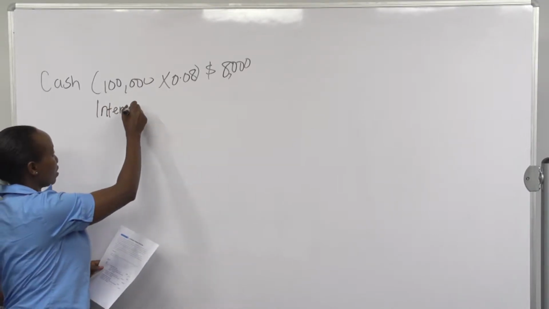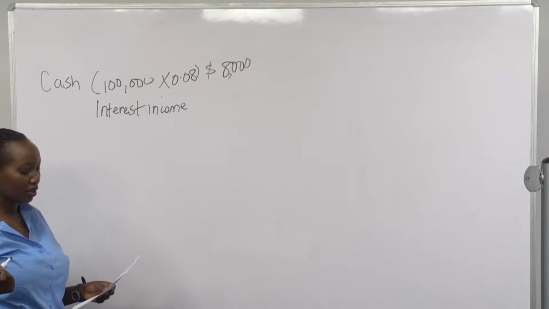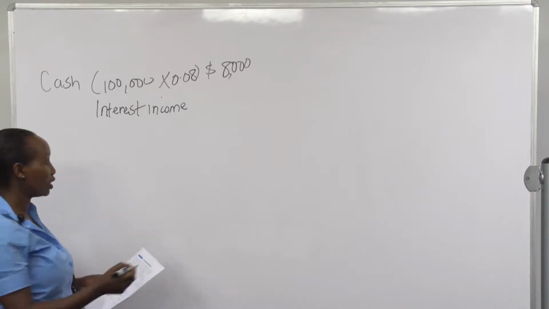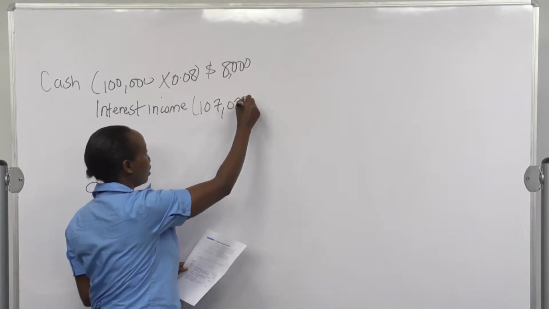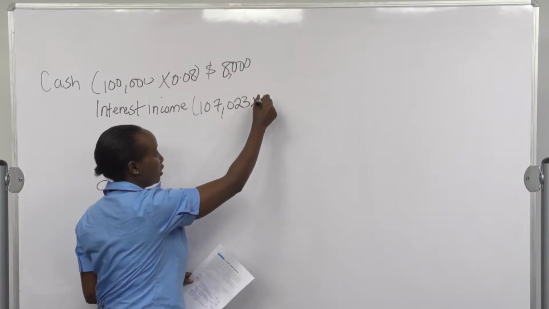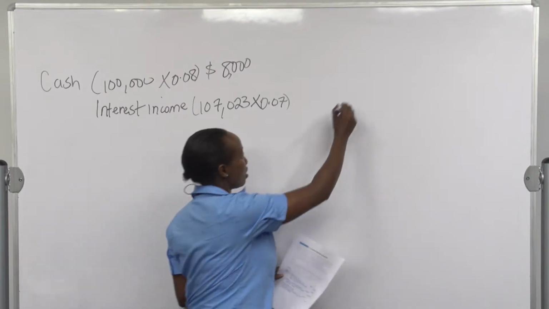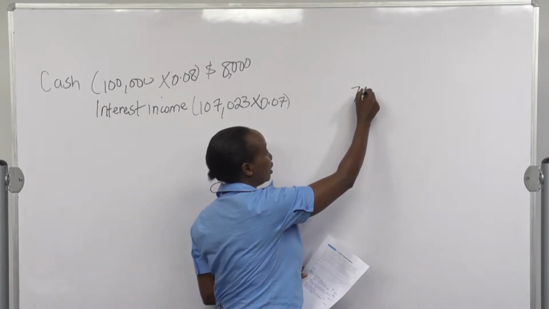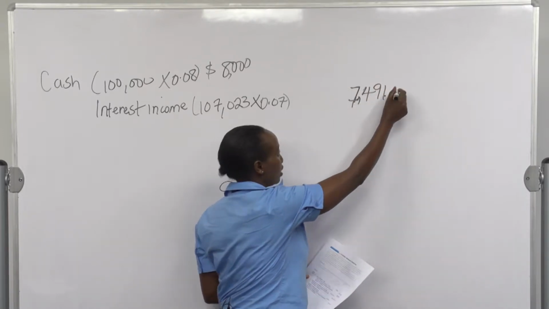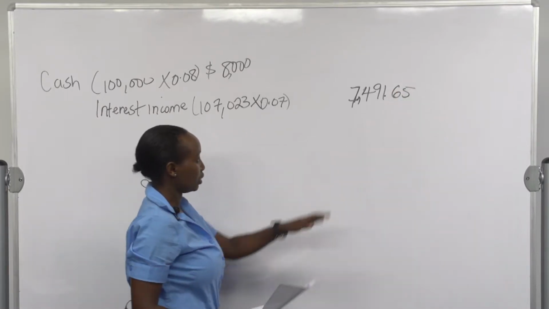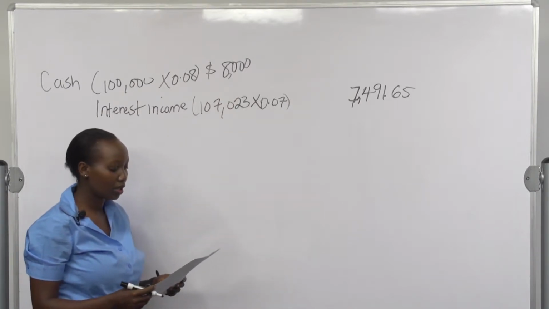So for the interest income, we take the last carrying value of the bond, which we're given as $107,023, times the effective interest rate of 7%. So we have a total of $7,491.65. With this, we can compute the amortization for the premium.